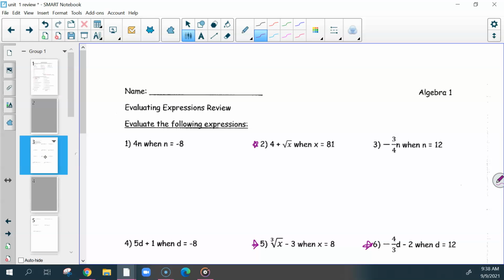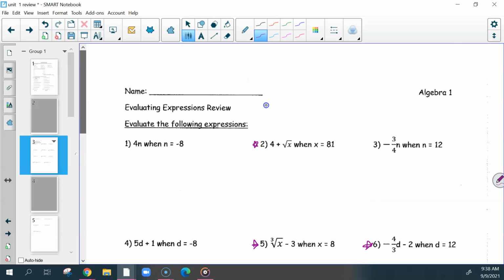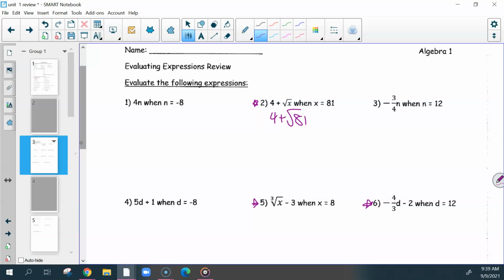Next page. Some of these might be the same problems we just did, and that's okay. Starting with number 2. If I put 81 in here, all right. The square root of 81 is what?